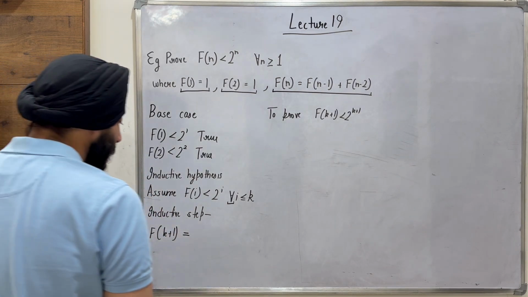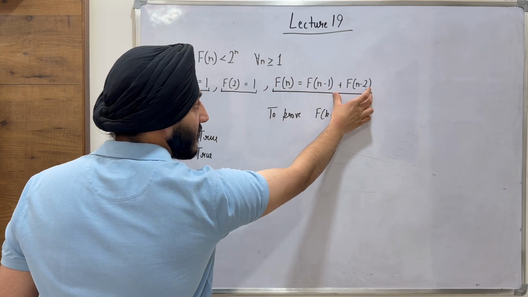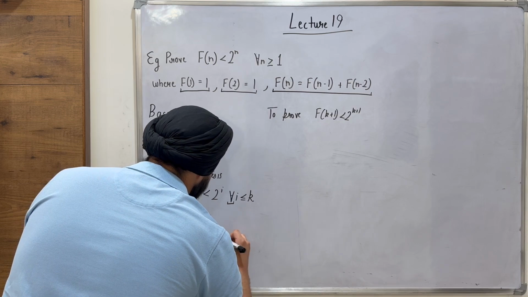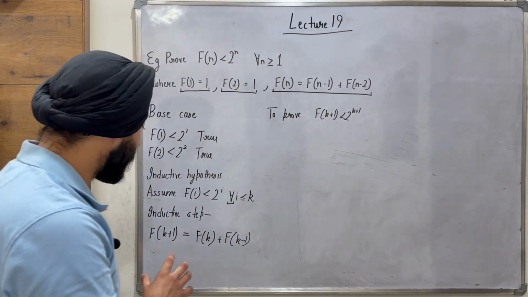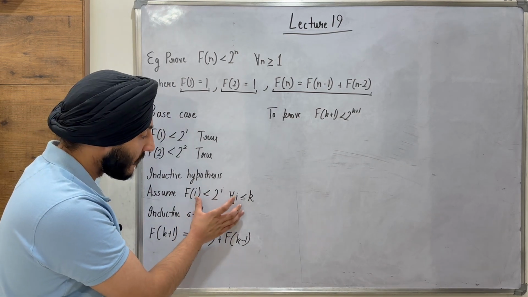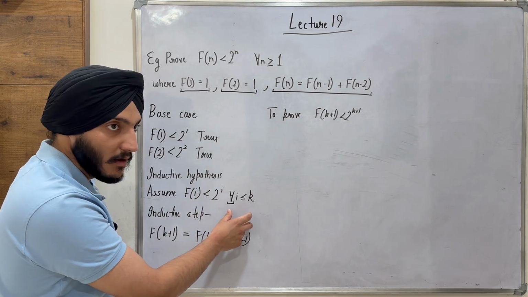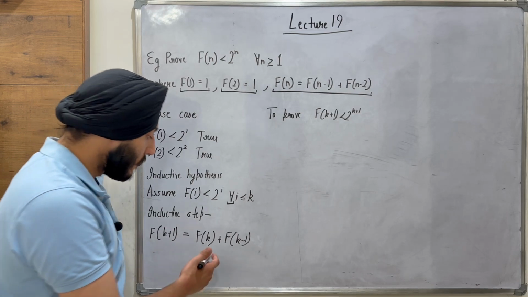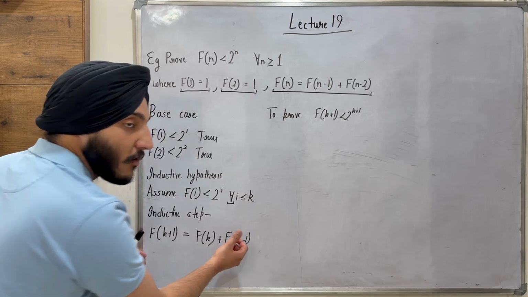So let's take a look at f of k plus 1. f of n is equal to f of n minus 1 plus f of n minus 2. So if I write it down, this is equal to f of k plus f of k minus 1. I hope you understand this part. Now, this is where the assumption helps us. I assumed that this is true for all the values i less than or equal to k. So k is less than or equal to k, and k minus 1 is also less than or equal to k.